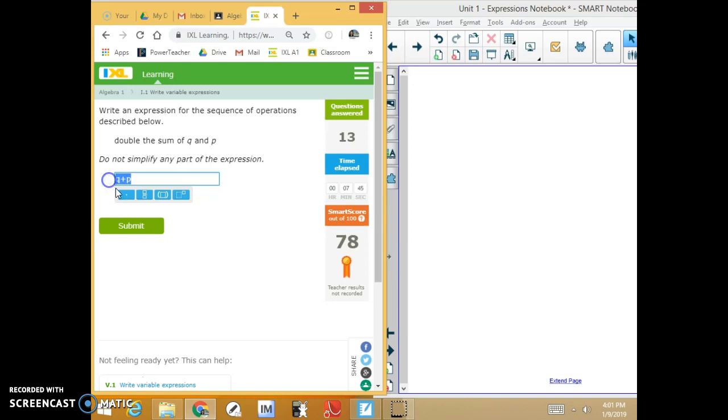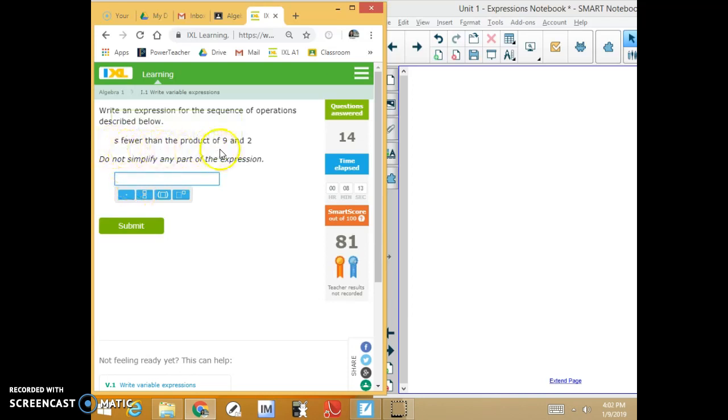And if I want to double that, I want to take that whole sum and double it, or multiply it times 2. So I'm going to do 2 times this sum. I'm going to take this sum and then double it. So whatever I get in there, maybe Q is 3 and P is 2. Well, 3 plus 2 is 5, and then I'm going to double that, and that's going to give me 10.